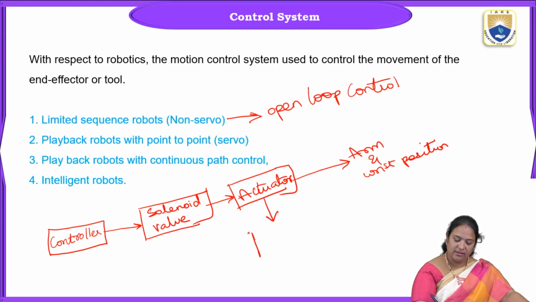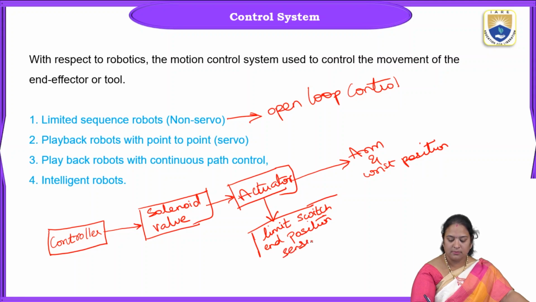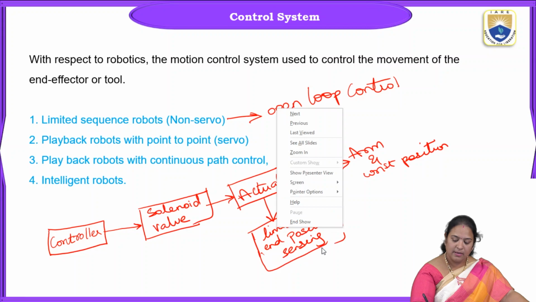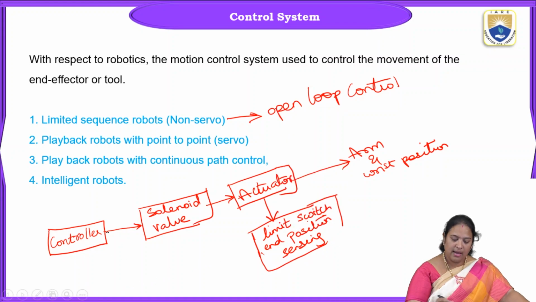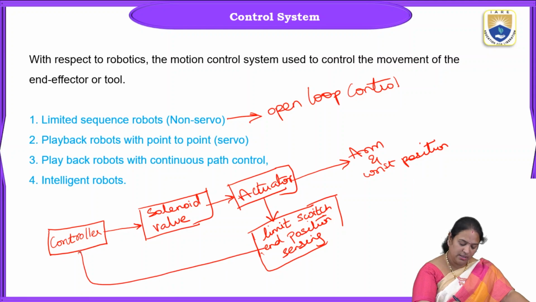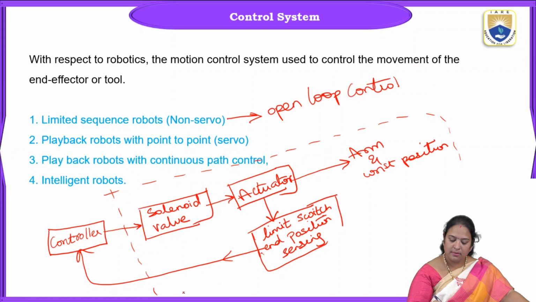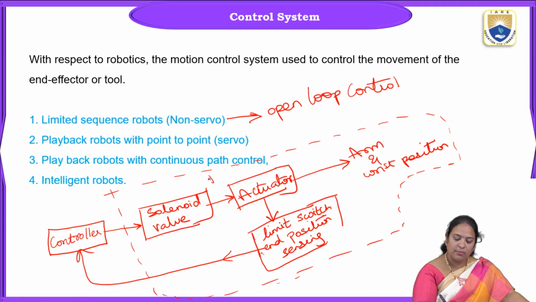And then the actuator is linked up with the limit switch, that is, the end position sensing. This again sends a signal back to the controller. All this is happening in a robot manipulator.